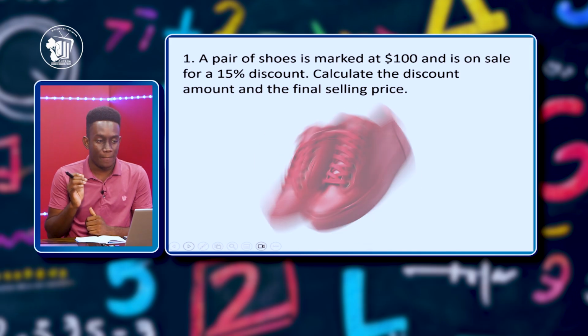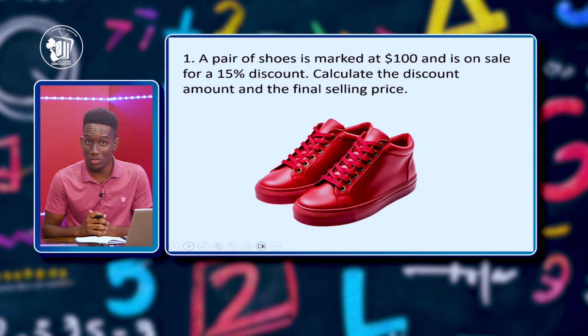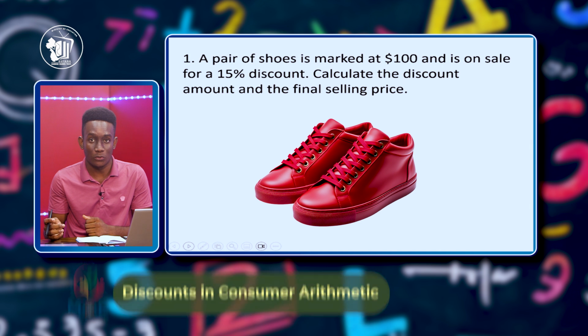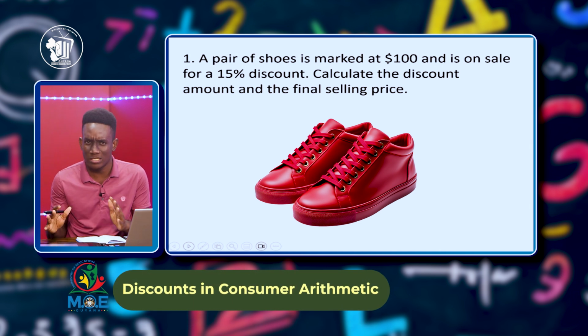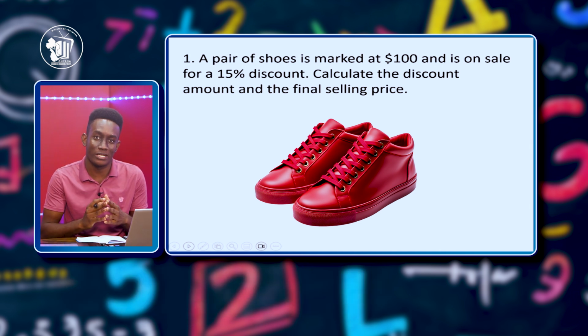So let's look at another example. So this one says a pair of shoes is marked at $100 and is on sale for 15% discount. Calculate the discount amount and the final selling price. So we do the same thing as what we did just now. So you can probably pause this video and try it out and then compare your answer to my answer.